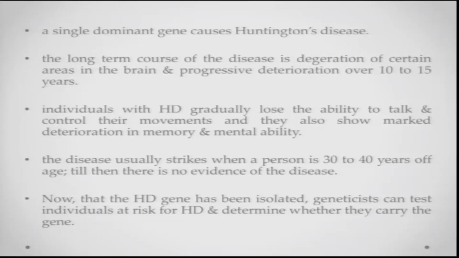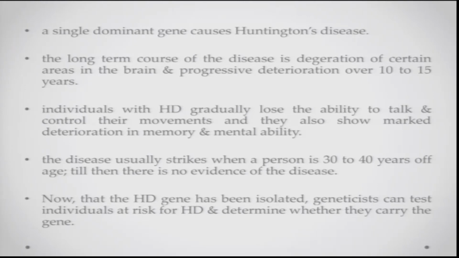Also, another example, a single dominant gene causes Huntington's disease. The long term course of the disease basically leads to degeneration of certain areas in the brain, and this progressive degeneration continues for over 10 to 15 years. Individuals with Huntington's disease gradually lose the ability to talk and control their movements, and they show marked deterioration in memory and mental ability. So, this is something very important. The problem is both in terms of motor abilities and also other mental abilities.